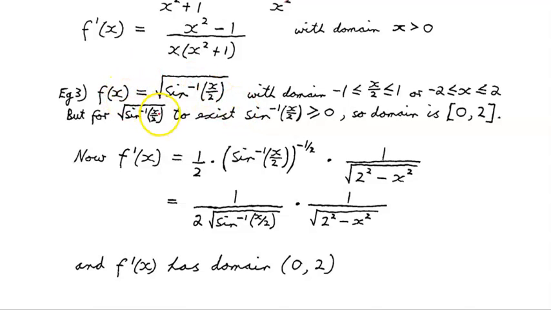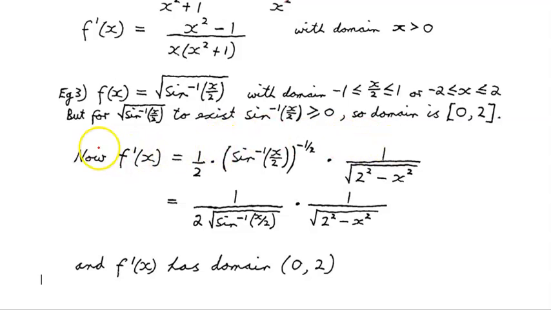Now for the square root of inverse sine x on 2 to exist, inverse sine x on 2 must be equal to or greater than 0. Okay, so the domain is 0 to 2. We just can't have the negative in this case because we can't take the square root of a negative. It doesn't give us a real quantity, it'll give us an imaginary one, and we're restricting ourselves here to real quantities. So the domain can't be from negative 2 to 2, it has to be from 0 to 2.